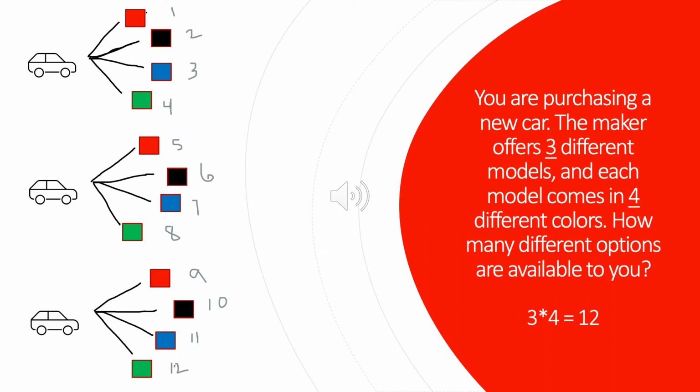And so we can draw out the tree diagram, or we can take the 3 times the 4, right? 3 different models, and for each model, 4 different colors. So we can also just multiply those numbers together to get our total number of options. So we have 12 options here.